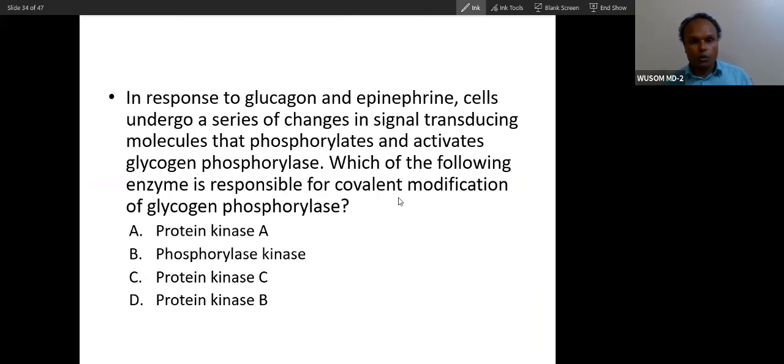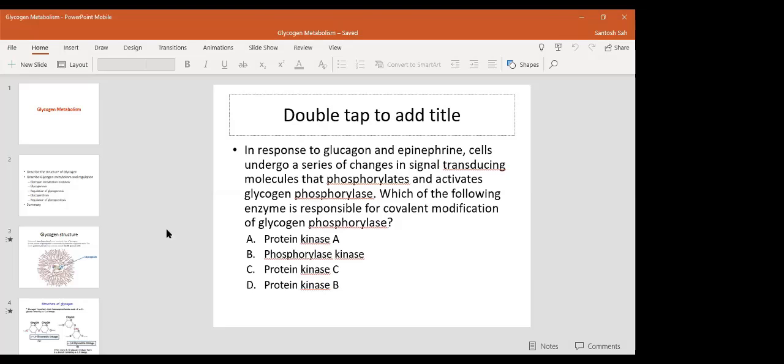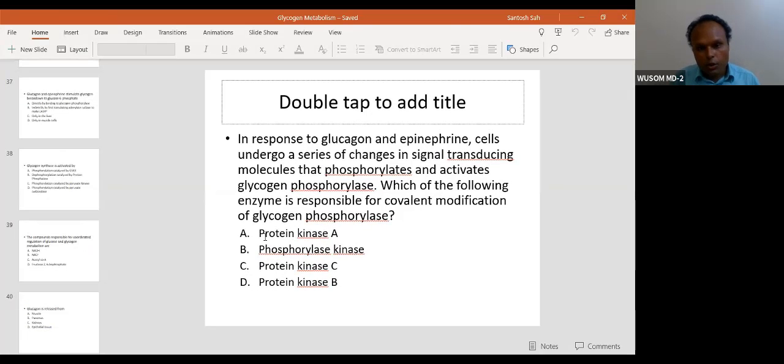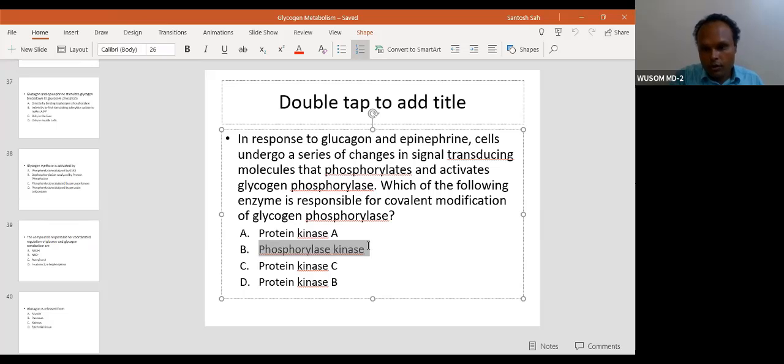So let's talk about this quiz. In response to glucagon and epinephrine, cells undergo a series of changes in signal transduction, inducing a molecule that phosphorylates and activates glycogen phosphorylase. Which of the following enzymes is responsible for covalent modification of glycogen phosphorylase? Read carefully. There are two choices. You have phosphorylase kinase also. So when there are two choices, you have to choose the most appropriate.